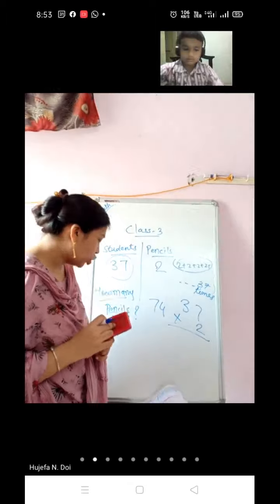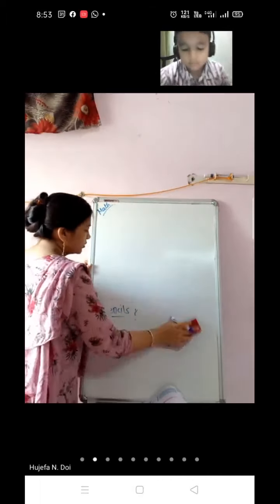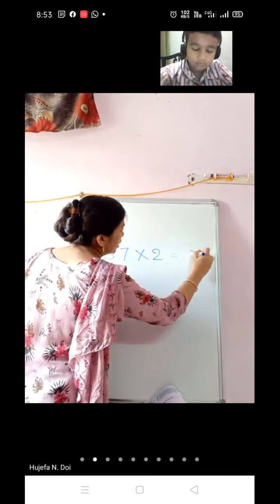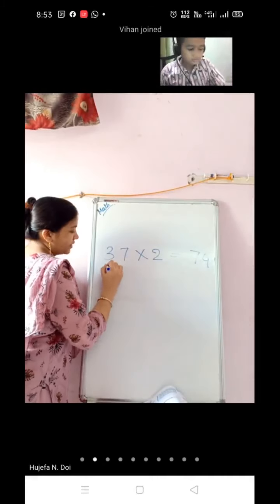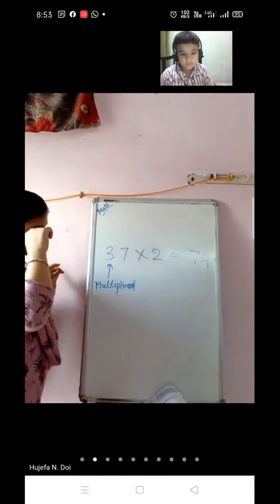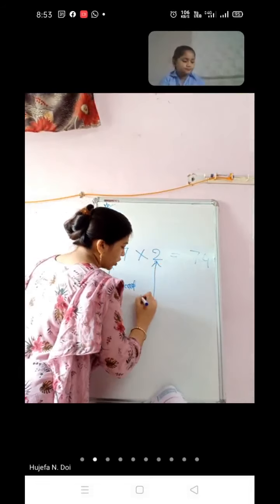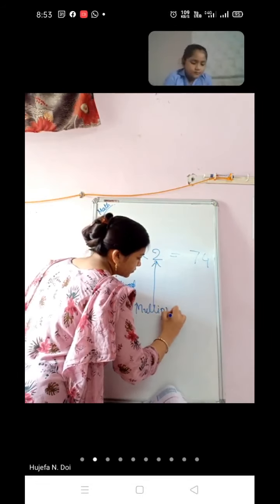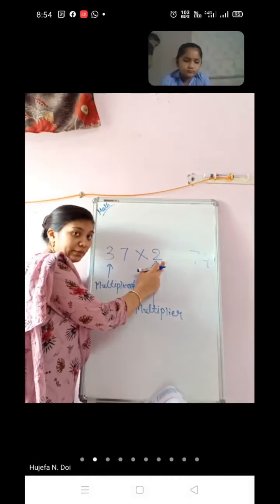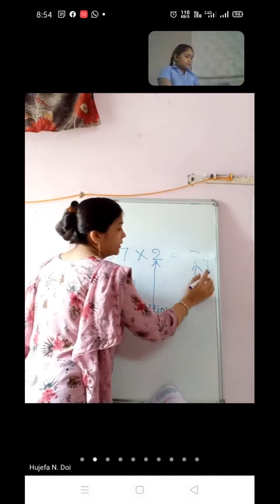Chapter number 4, Multiplication. One thing more I want to tell you, whenever you are doing a multiplication, firstly I am giving an introduction, then start writing. As I gave you 37 multiplied by 2 equals 74. What is the 37? 37 is called the multiplicand. The number which is to be multiplied is called a multiplicand. 2 is called the multiplier. The number with which we have to do the multiplication is called the multiplier. And the answer for the multiplication is called the product.